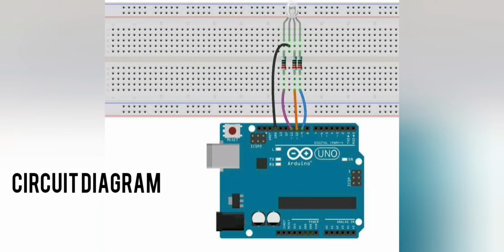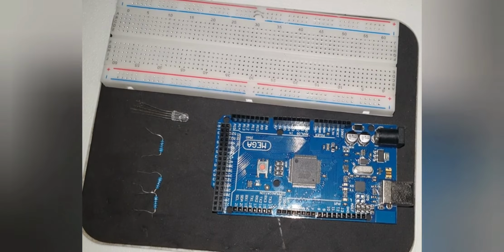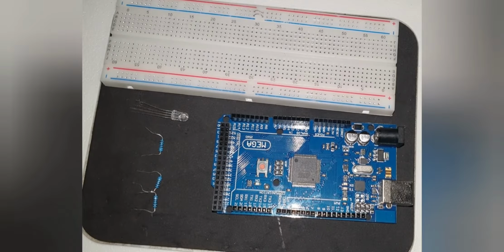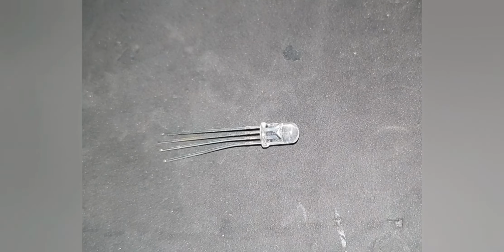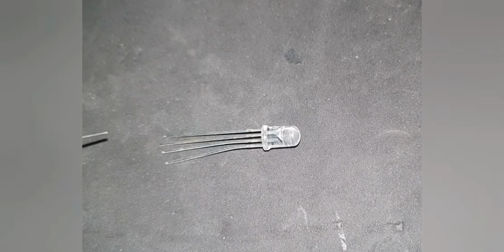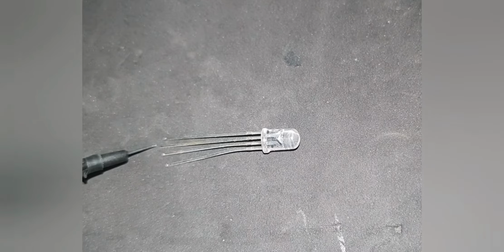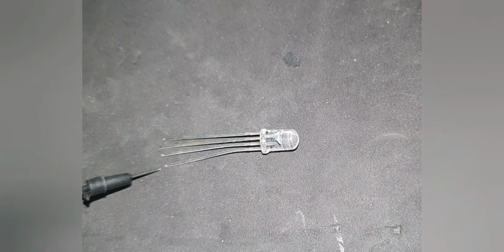So you can see on your screen the circuit diagram in which cathode is connected to the ground of the Arduino board, and red, blue and green are connected to digital pins of the Arduino. So here we have everything we need. We have 3 resistors, RGB LED, Arduino board and our breadboard. Let's have a look at the LED. You can see there are 4 terminals, in which the third one is the longer terminal. This longer pin is for the common cathode.